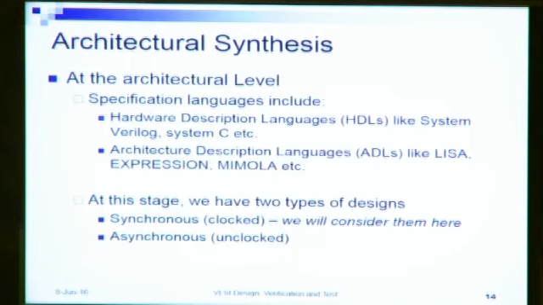At this stage of design, we can have two types of designs: synchronous or clocked designs, or asynchronous designs. Most of today's designs are synchronous, and they are much more mature than asynchronous designs. In the rest of this course, we'll only be taking synchronous designs into consideration. The next step is to identify hardware resources that can implement these operations.